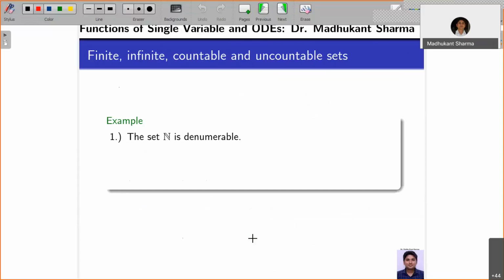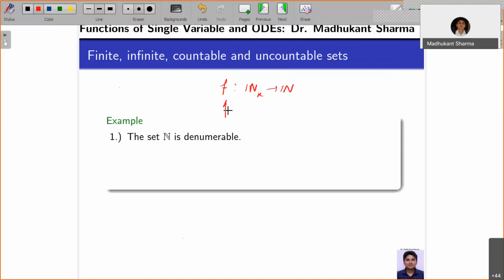Let's take a very first example: the set of natural numbers is countably infinite. You can prove that it is not finite, because the function f from Nk to N is not a bijection, since you will have k plus 1 for which you don't have any entry here. So there is no such bijection for fixed k, and so it is not finite.